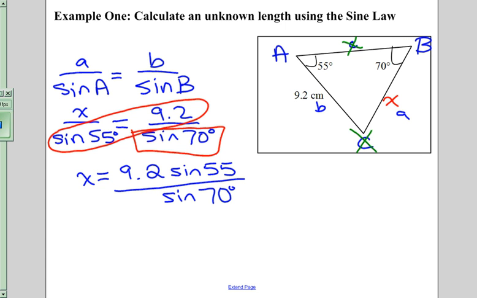And on your calculator, if you want to do it in one step, I would put a bracket around the top two to make sure that you're doing that before you're dividing. Okay, or you can do it in two steps. Get the answer, then divide by sine 70. It's approximately 8.0 centimeters.